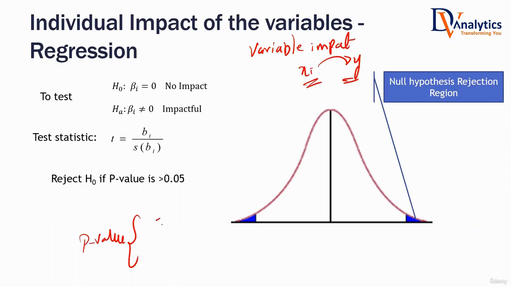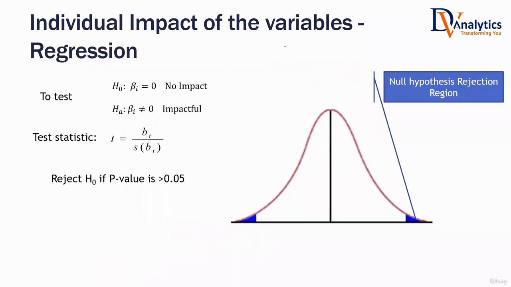If the p-value is less than 0.05, what did we say? The variable is impactful. We kept such variables. If the p-value is greater than or equal to 0.05, we drop them, isn't it? Not impactful. Now the theory behind it goes like this. For the test that was done, the null hypothesis: suppose you have variable xi, its coefficient is beta i.